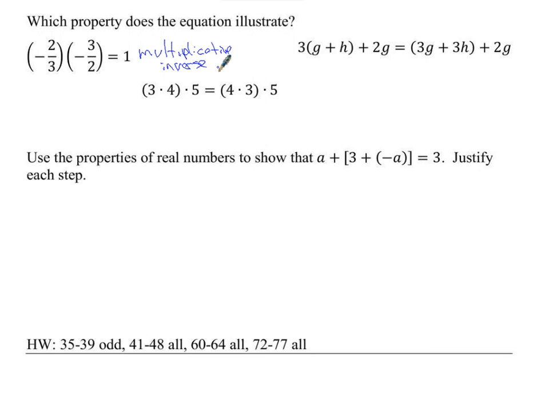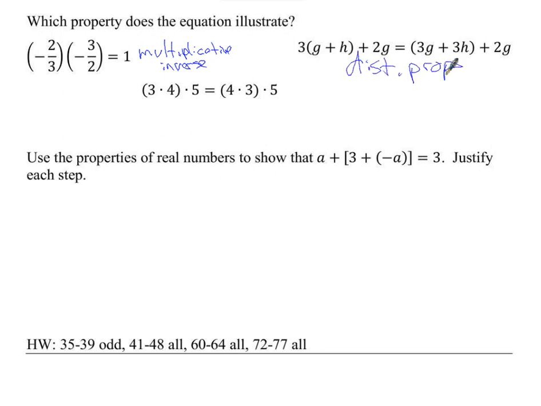How about the next one to the right? 3 times (g plus h) plus 2g equals 3g plus 3h plus 2g. What is that one? That is not commutative. That is not associative either, actually. That is distributive. So just because you see parentheses doesn't mean it's automatically the associative property. Notice we have the 3 here, and then over here we have the 3 on the g and the 3 on the h. I kept the parentheses in there, but it's just the distributive property.